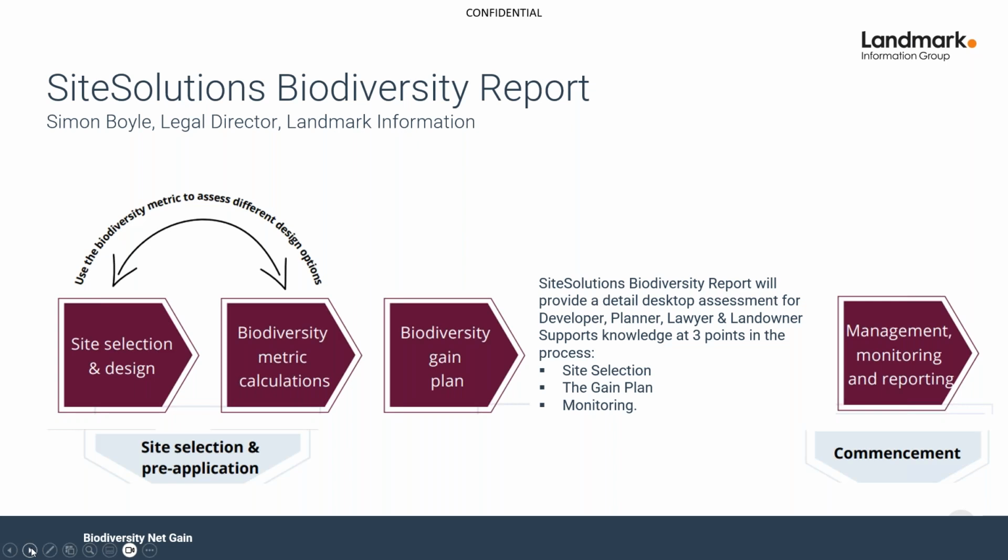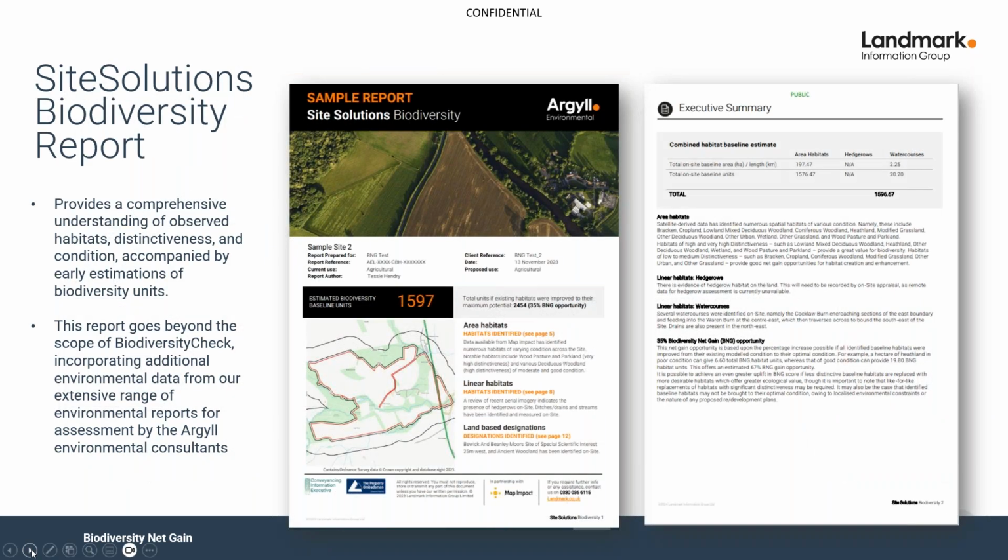This is really a further evolution of what Tom's been talking about with biodiversity check. So the Site Solutions Biodiversity Report provides quite a lot of additional detail on top of the 4 pages that Tom has described. The idea is that, as well as the things that Tom's described in biodiversity check, which are that very initial early site selection and pre-application screening, the Site Solutions report will also support your biodiversity gain plan, support the developer's biodiversity gain plan. So if we can move to the next slide, we can show some examples of what this looks like.